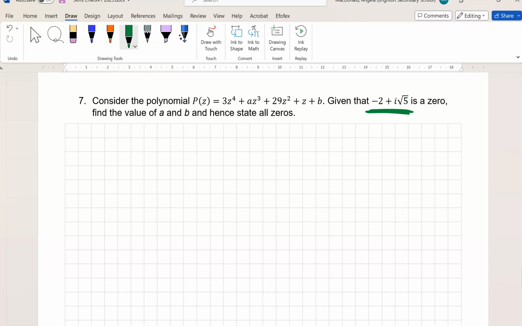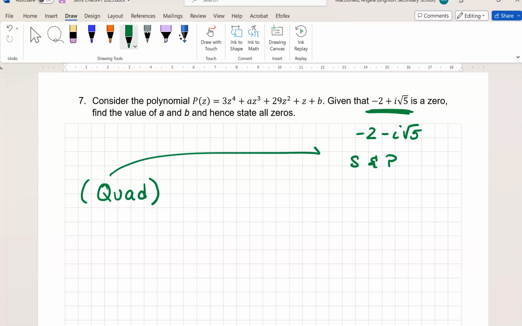If minus 2 plus i root 5 is a 0, what does that then fall into, Karen? Minus 2 minus i, yep, then minus 2 take i root 5 is also a 0. And then what is that falling into? Sum and product, salt and pepper, sum and product. So what should happen is you will have a quadratic from your sum and product. You can see here that this is a degree 4, which means you are going to have another quad.